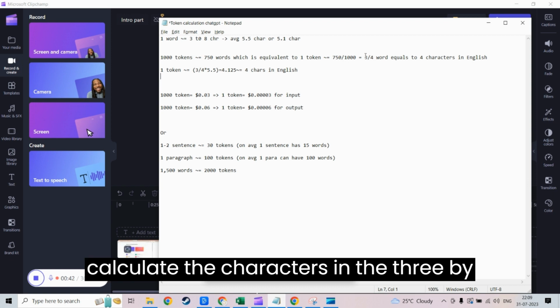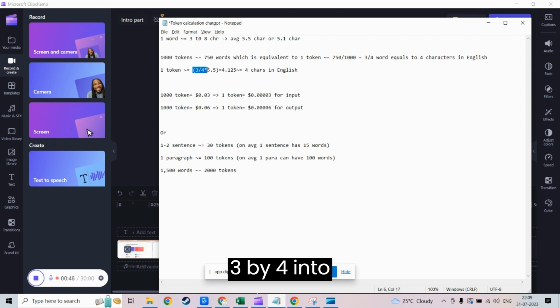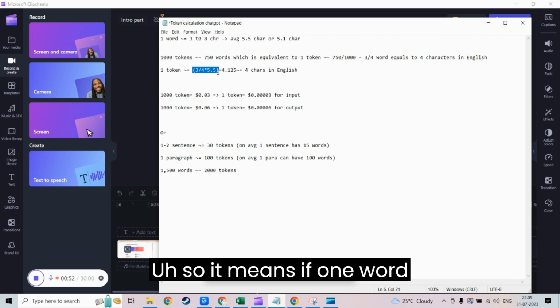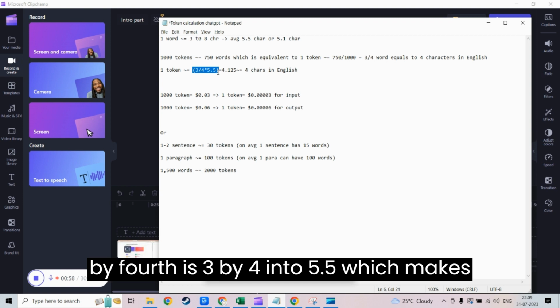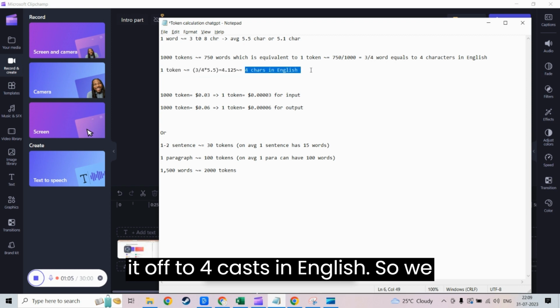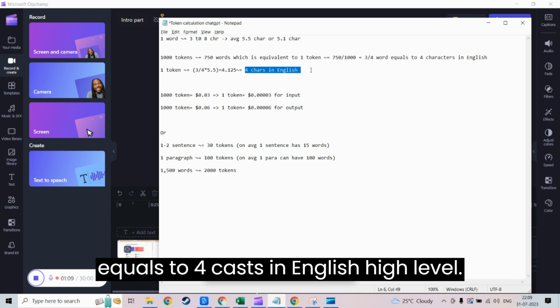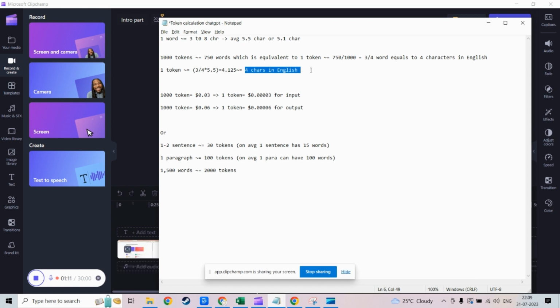And how can we calculate the characters in the 3/4 word? That will be 3/4 times 5.5. So if one word is 5.5 characters, then 3/4 of it is 3/4 times 5.5, which makes it 4.125. And then we can round it off to 4 characters in English. So we come to the conclusion that one token equals 4 characters in English, at a high level.